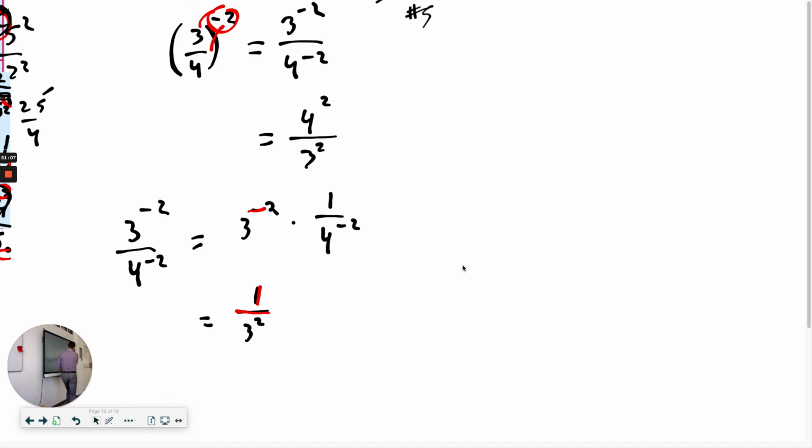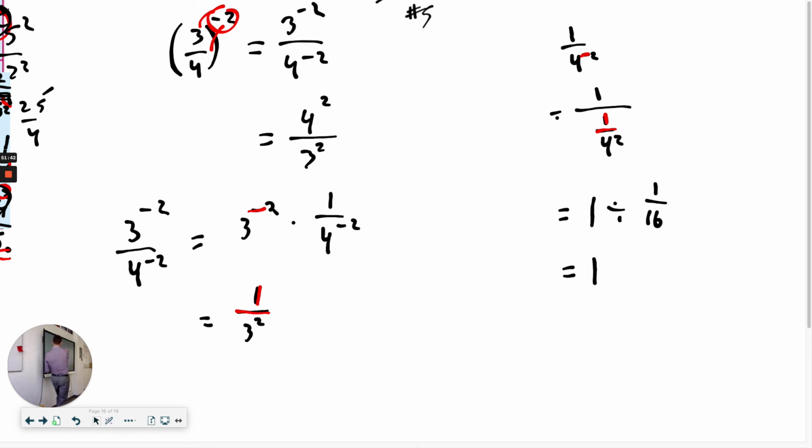And then this, I'm just going to put a little aside, 1 over 4 to the negative 2. I'm going to play that exact same game. This is 1 over 4 to the negative 2 becomes 1 over 4 to the 2. This negative is this piece. When you divide by a fraction, you'd say this numerator, 1, divided by 1 over 4 squared, let's just call it 16, cut to the chase. So 1 over 16. When you divide by a fraction, you keep the first one and you multiply by the reciprocal of the second.